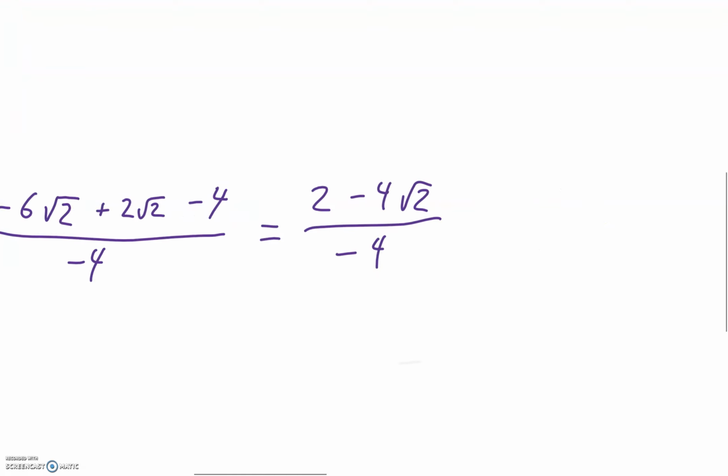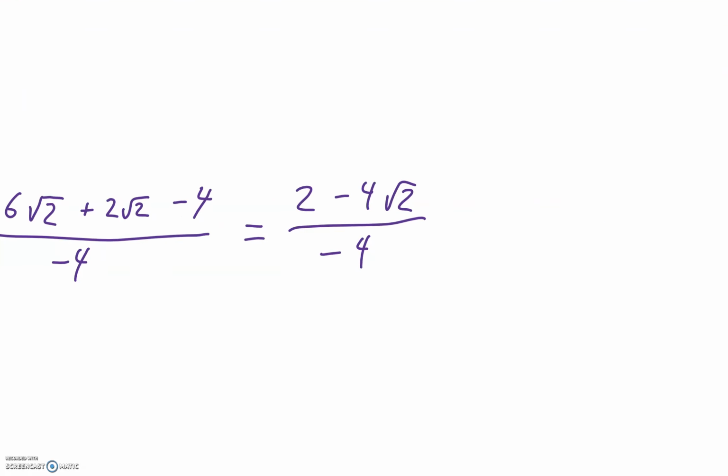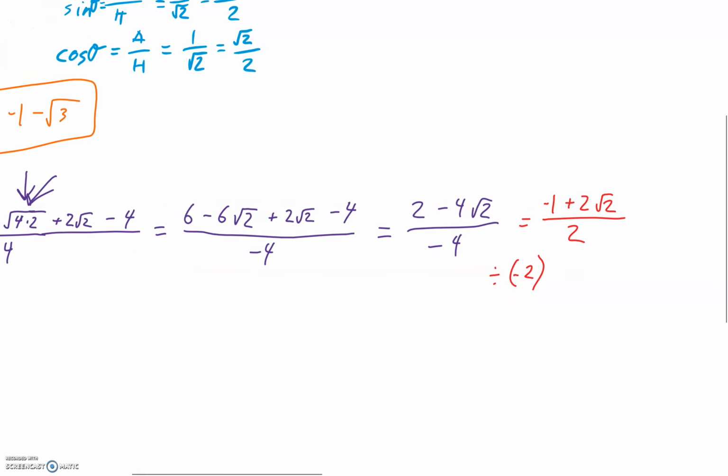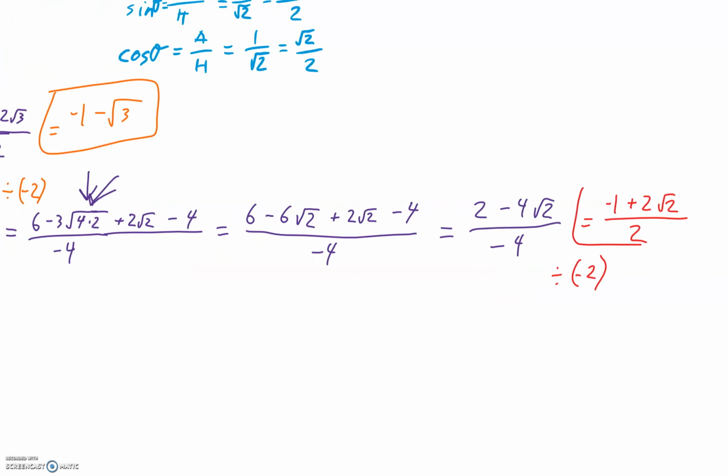And so now we can do the same step as the last question, which is divide by the negative denominator, so divide by -4. Oh, well, we can't quite. We can divide by -2, but top and bottom. So that will give us -1 plus 2 root 2 over +2. And that's our final answer.